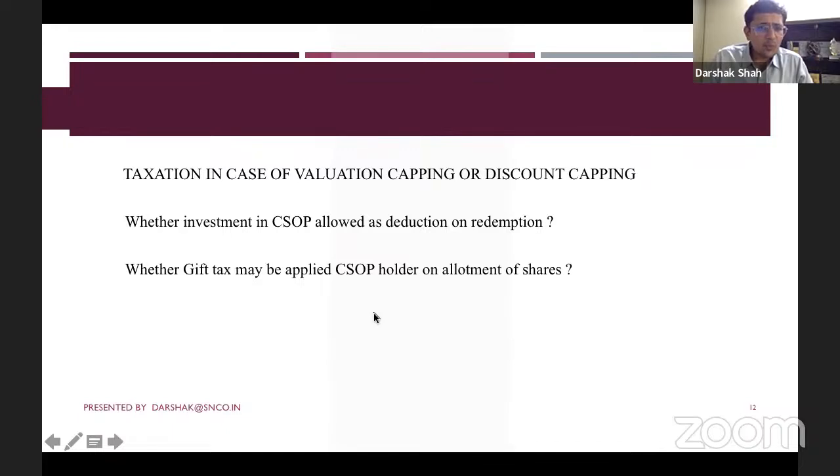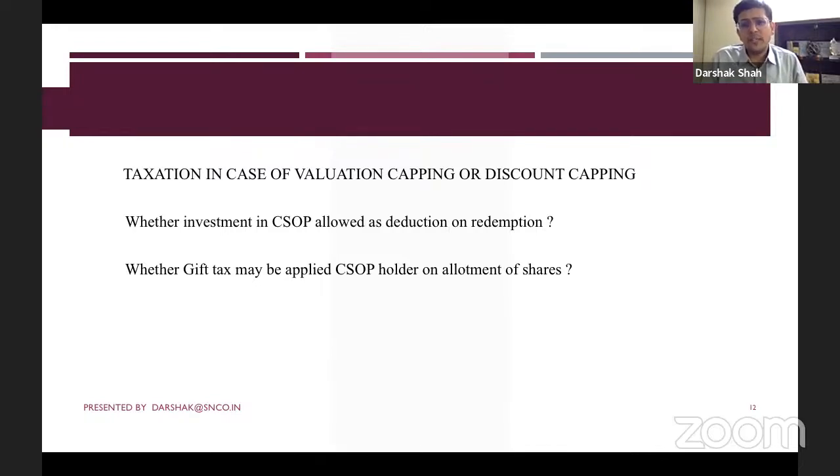Now, the next question is taxation in case of valuation capping and discounting capping: whether investment in CSOPs, we are talking about community stock options, is allowed as deduction on redemption. So we were talking about 5 lakh against 7 lakhs. So 7 lakhs is what I got back against the investment of 5 lakhs. The question is whether the 5 lakh which was invested, I will be getting the deduction or not. Logically, the answer is yes, you should be getting it.